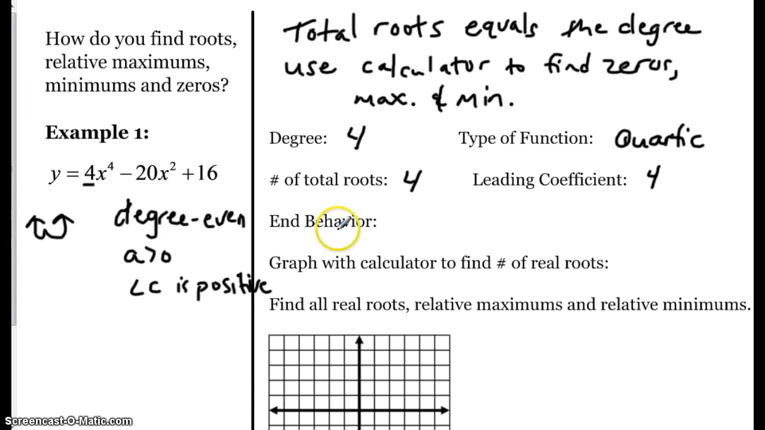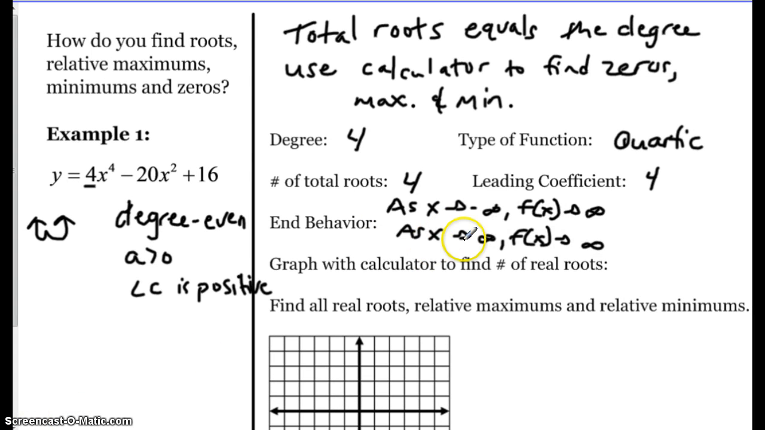So our end behavior: as x approaches negative infinity, the function is going to infinity, and as x goes to positive infinity, the function goes to positive infinity. You can write this down in words or with the symbols, whatever makes the most sense to you. And remember, end behavior is talking about the ends of the graph.